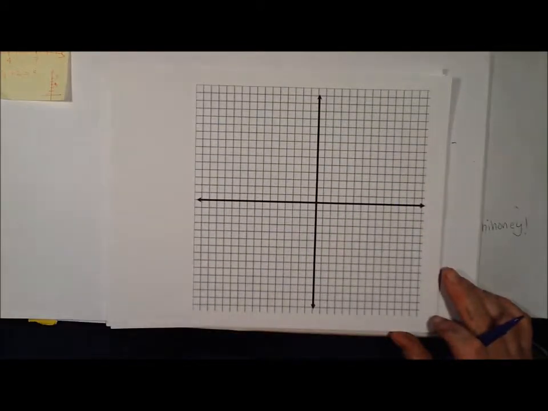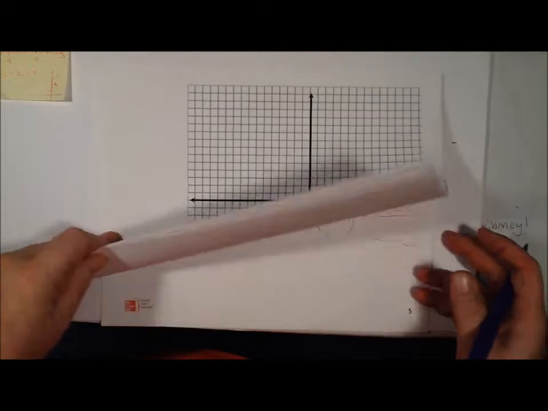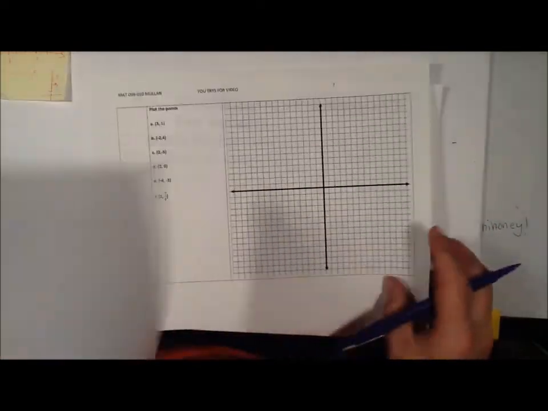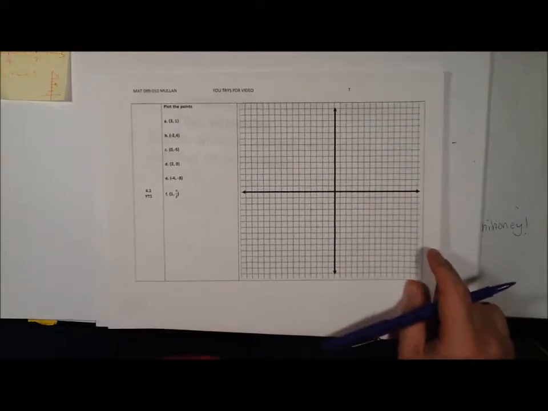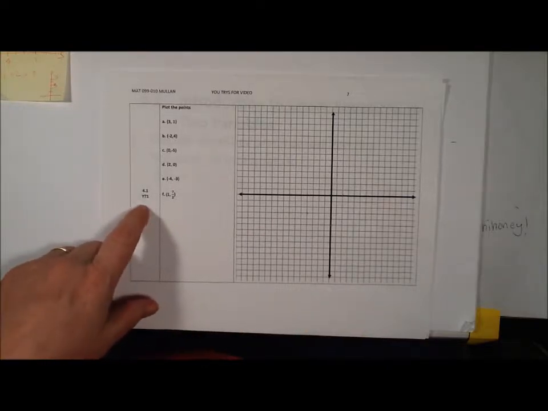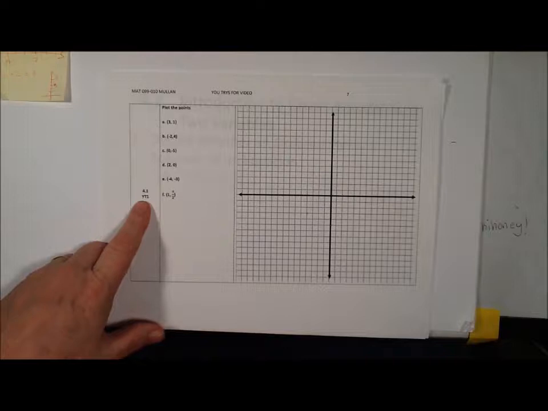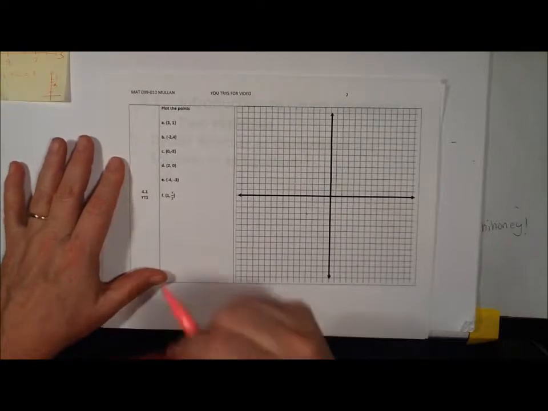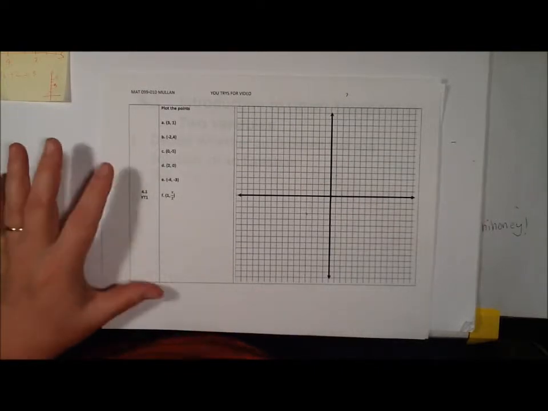And now let's take a look at our next problem, which is asking you to plot the points. Now what I want you to remember is that this is part of your prep packet. This is You Try Number 1, section 4.1. So if you don't have it, go get it and pause me. But meanwhile, I'm assuming now you're back.